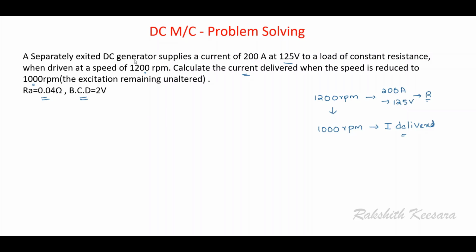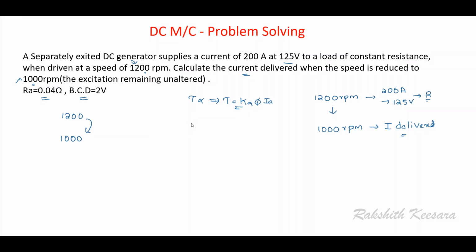First, students observe the change in speed is given. In the first case, speed is 1200. In the second case, it is 1000. So, speed is changing. Just think, what is the term in the DC machine that is related to change in speed? Is it torque? Wrong. Why? Because torque is related to change in current.